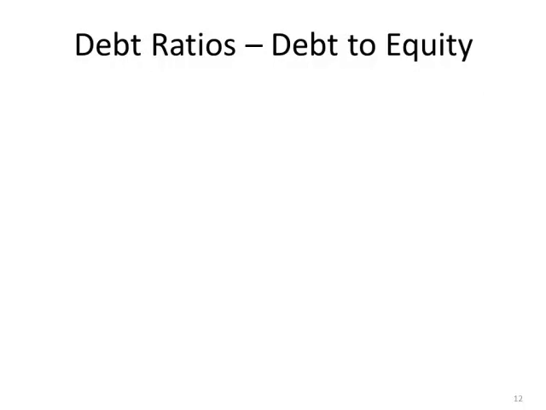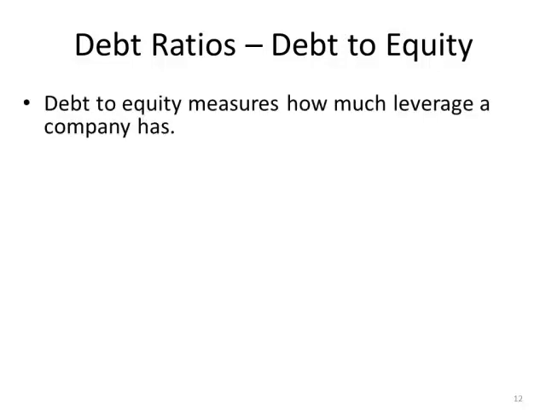Debt ratios, debt to equity. Now we've looked at return ratios, and we earlier looked at profitability ratios. We're now going to go on to talk about debt ratios. So debt is something that's very important, right? We understand that companies do borrow money in order to fund their operations and invest. And debt ratios tell us about the company's debt. Is the debt very high? Is it very low? And other things about the debt as well. So the first statistic we'll look at is the debt to equity ratio. The debt to equity ratio measures how much leverage a company has.